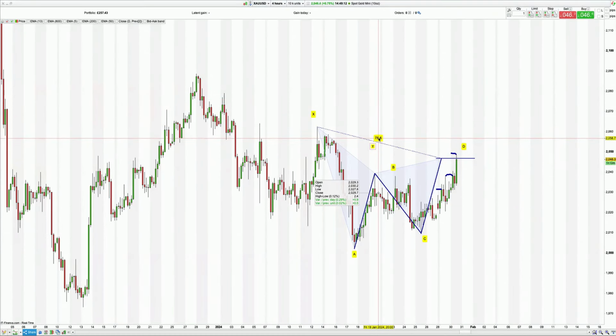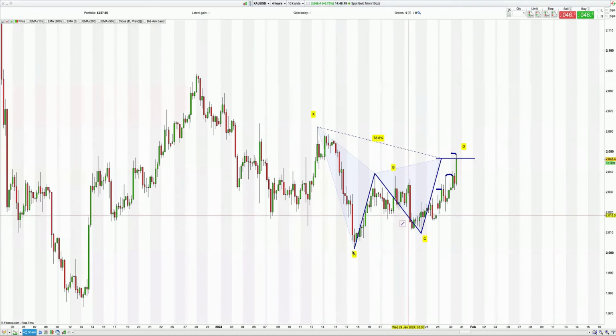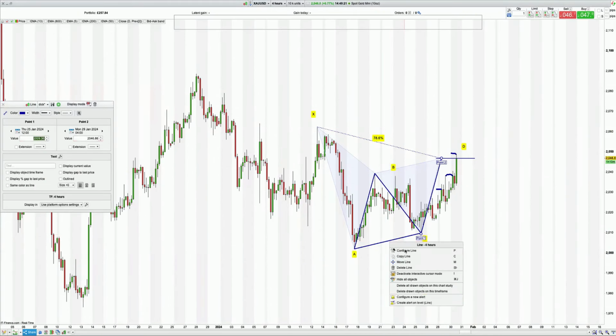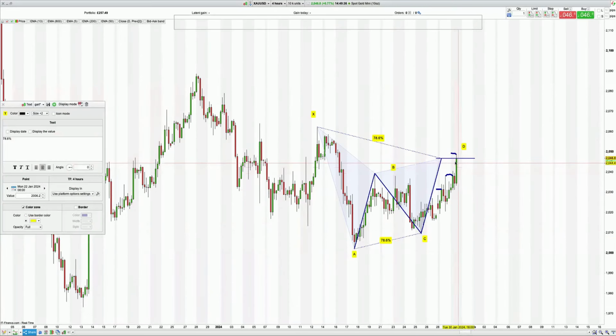This is the 4-hour chart, obviously. If I'm trading it, it could be the 5-minute chart, it doesn't matter. But it's better to see these opportunities on the bigger chart because there's more pips to play for. Let's just get that. That's the 78.6%. This will be the 127.